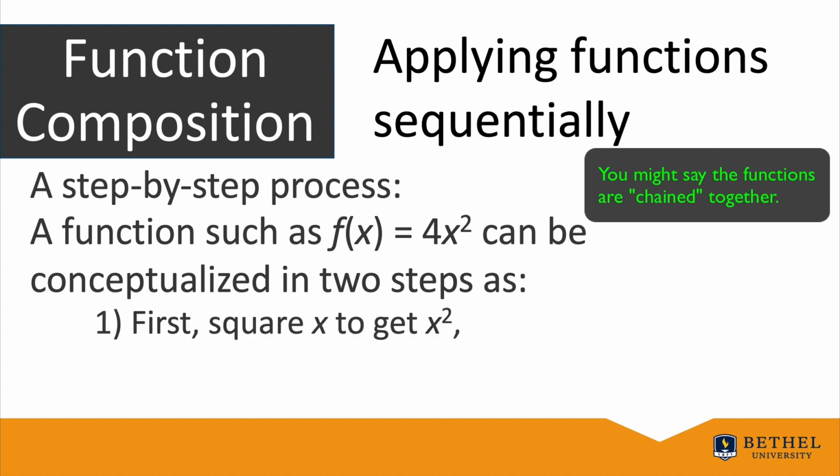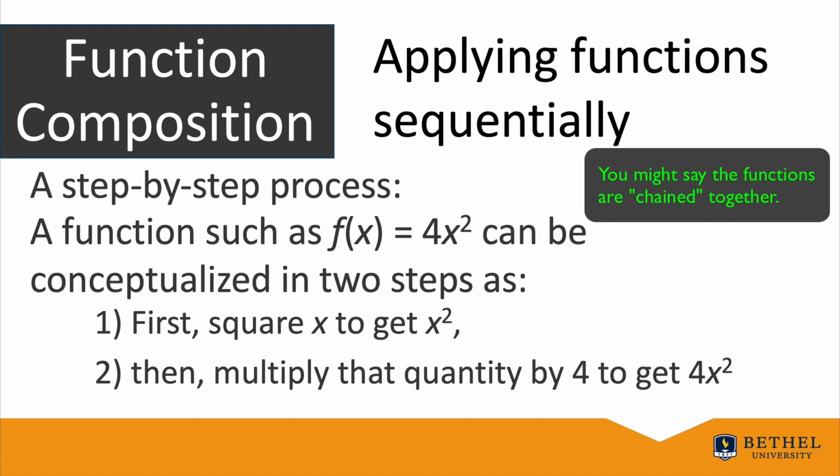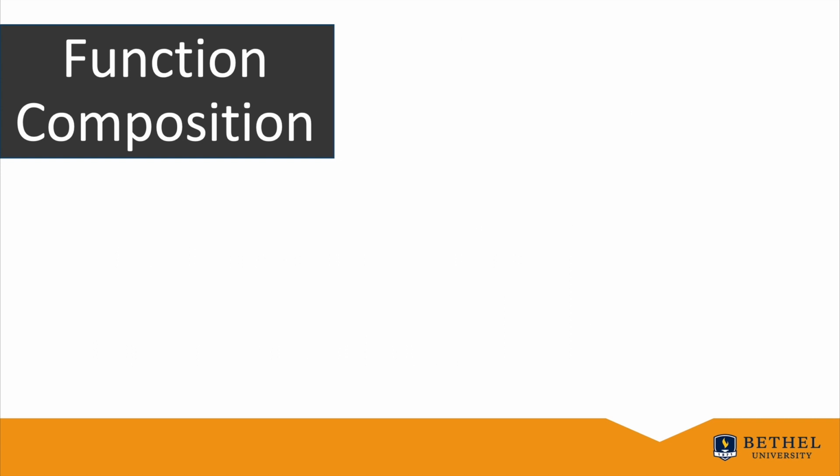First, square x to get x squared, then multiply that quantity by 4 to get 4x squared. The order of operations, as always, is essential. If instead we had multiplied by 4 first before squaring, the function would ultimately simplify to 16x squared. It would be a different function. How do we define function composition in general?